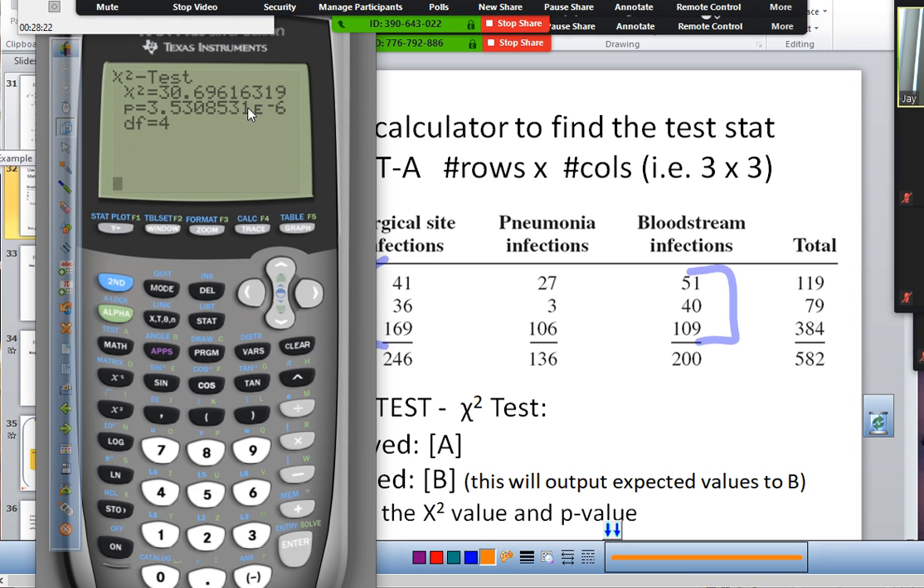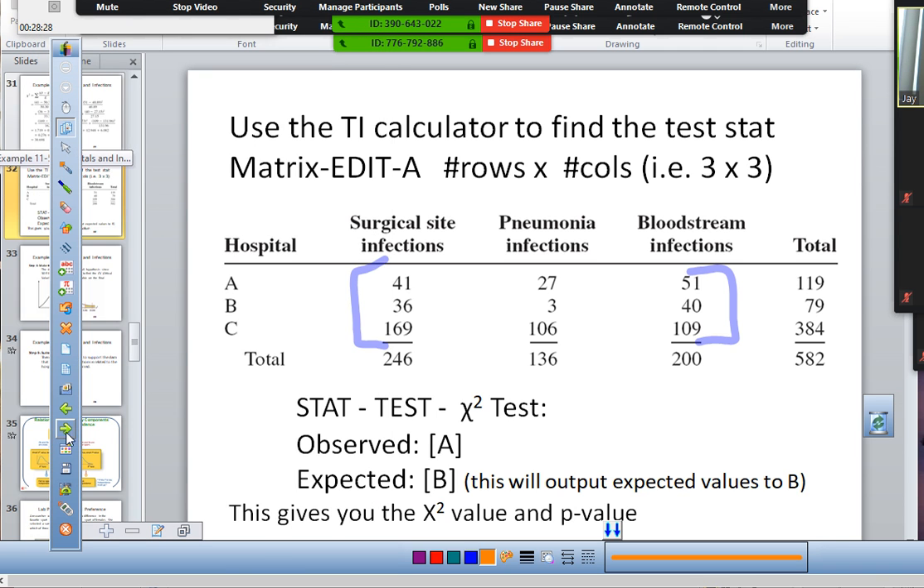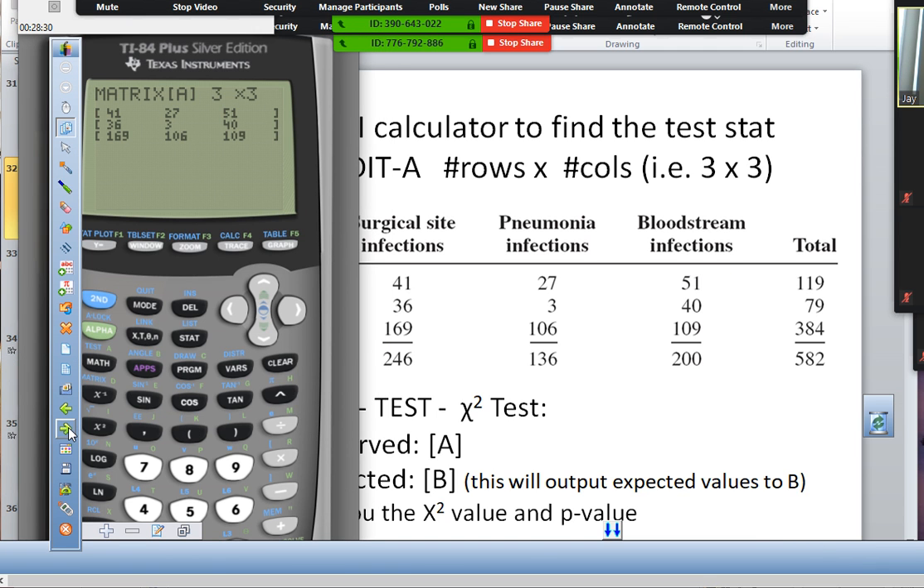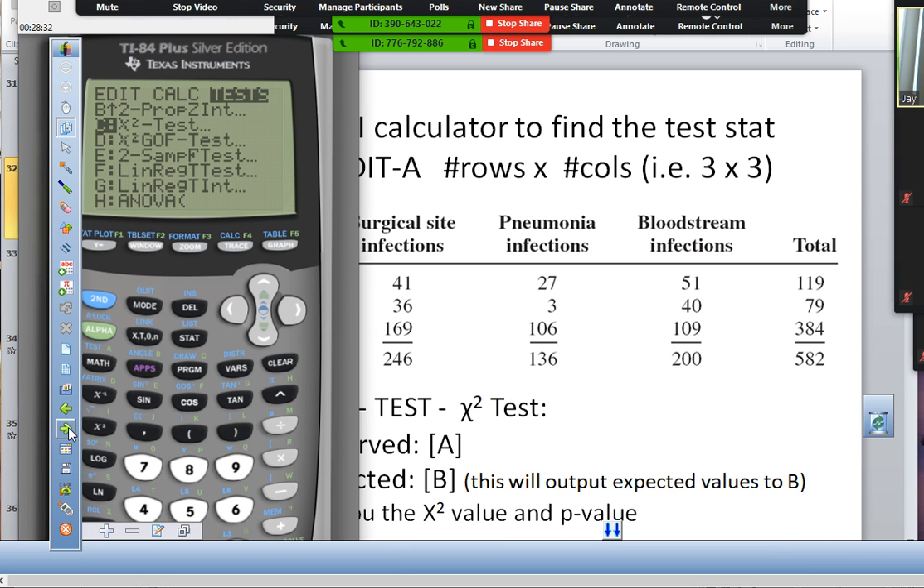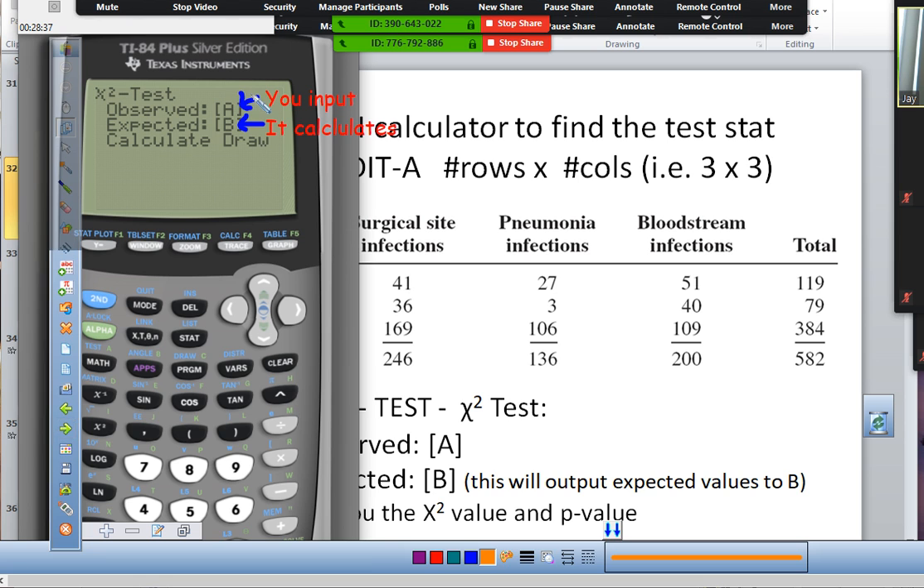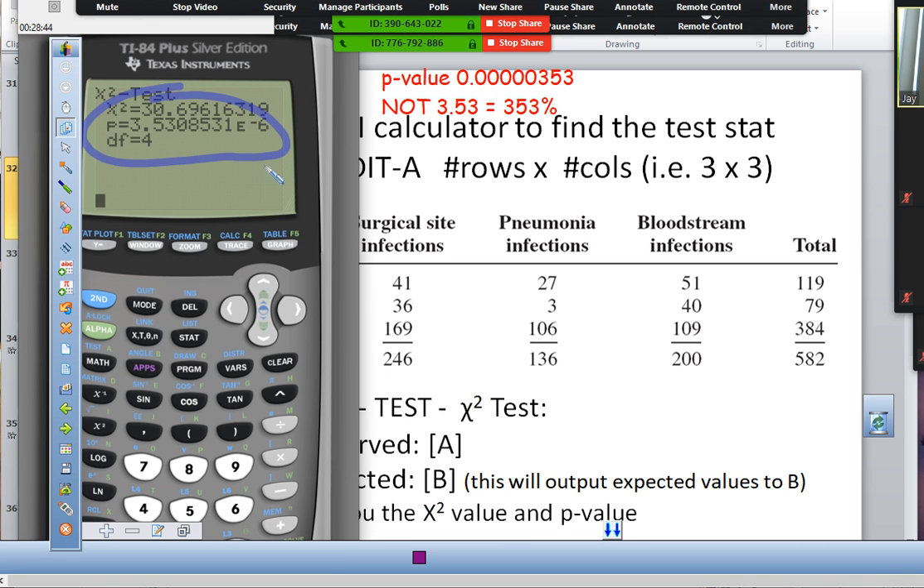Okay, so here's the deal. Here's my matrix again, right? Here's the test, chi-squared test. Again, this is what you input, and then this is the one that it calculates. But your p-value cannot be 353%. 3.53 is 353%. That's over 100%. You can't have over 100% chance.